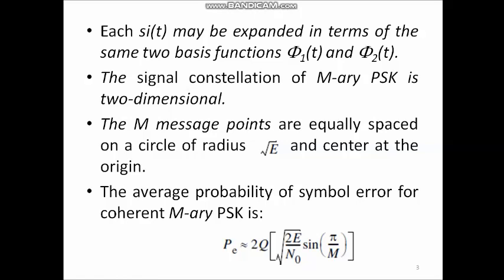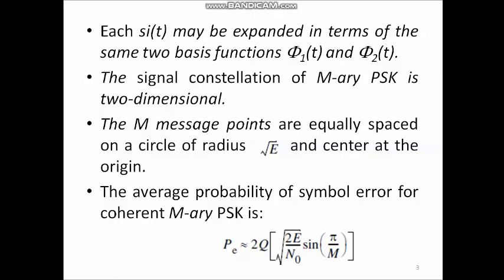So, we can write Sij equal to the column vector root E cos(2π/M)(i−1), minus root E sin(2π/M)(i−1). So, this is the message point equation in terms of a column vector. Now, using this message point equation, we can find all possible M message points.